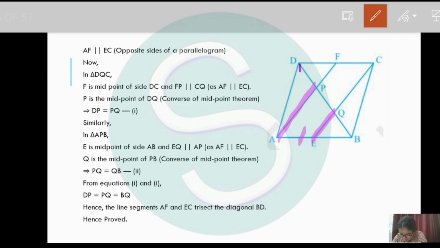So first we proved DP is equal to PQ, then we proved PQ is equal to BQ. Hence we prove that all three are equal. So what we did was just use the converse in two triangles, DQC and triangle APB, and we proved that DP equals PQ which equals BQ. Hence the line segments AF and EC trisect the diagonal BD.